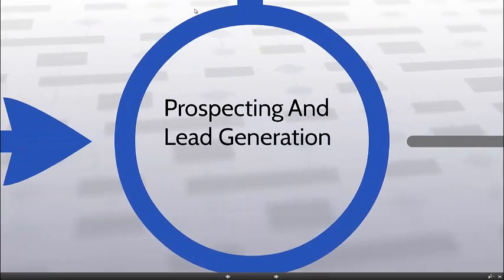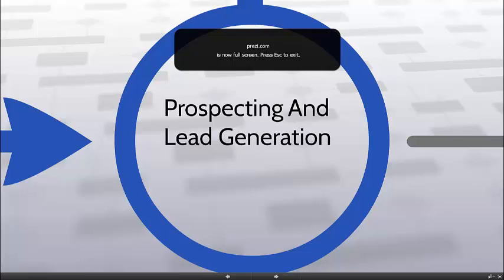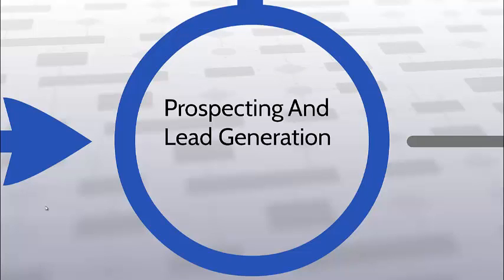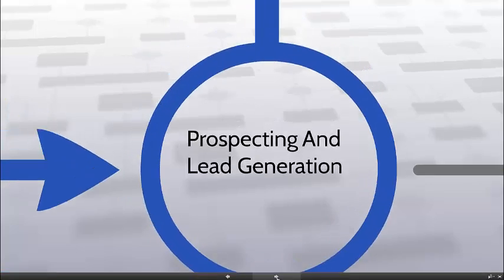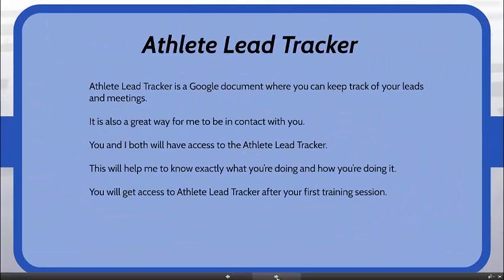Prospecting and lead generation is a critical component to being a scout at Woods Recruiting. You want to create a large database of leads. It's very, very important. We have a system, Athlete Lead Tracker, a Google document where you can keep track of your leads and meetings. It's also a great way for me to be in contact with you. You and I both will have access to Athlete Lead Tracker. This will help me to know exactly what you're doing and how you're doing it. You'll get access to Athlete Lead Tracker after your first training session.